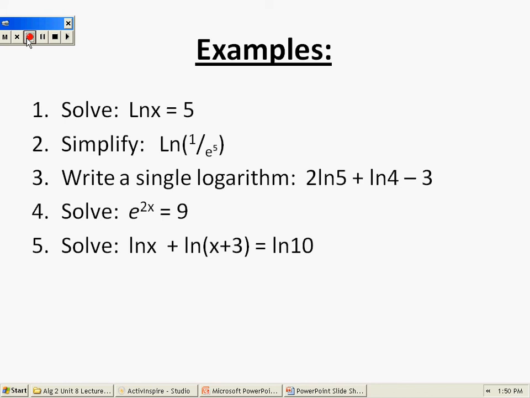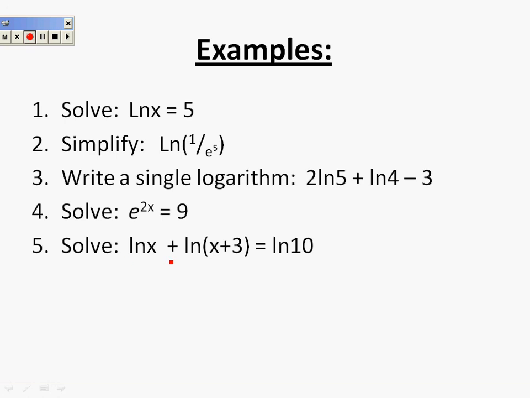Yeah, when you're solving log equations, you want to make sure that you have at most one log on both sides. So this is no good. We can't have two separate logs. So addition is going to become what? So I'm going to multiply the x times the x and the 3, and we're going to have ln of x squared plus 3x equals ln of 10.